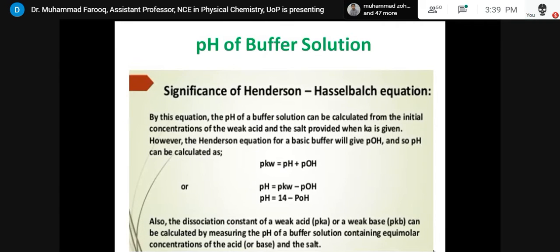Sir, if the solution has a pH the same as the pKa value, then the salt and acid concentrations will also be the same. What do you mean?